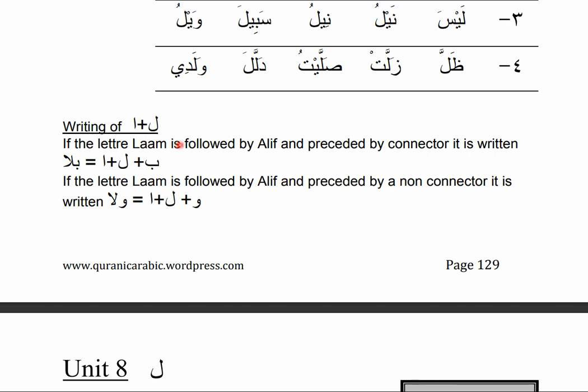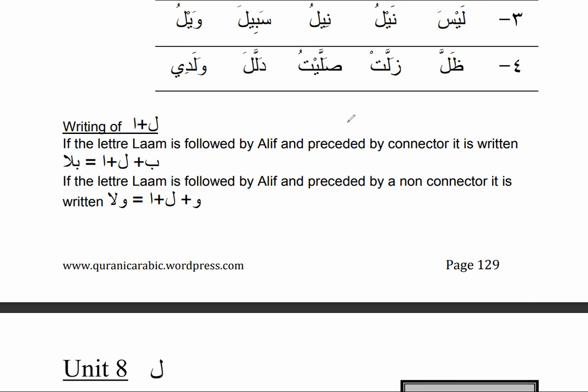Now, if the letter lam is followed by alif, if you see an alif after the lam and a letter that is a connector, what will you do and how is it written? For example, ba is a connector and ba can be connected from both the sides. And lam is also a connector, it can be connected from both the sides. But what about the lam with alif? So there is a rule, as I told you before.